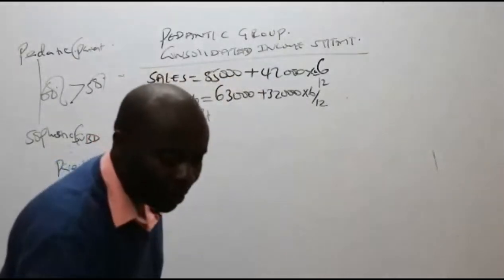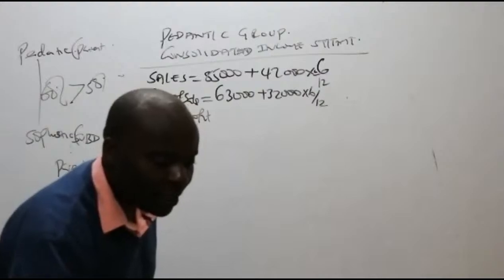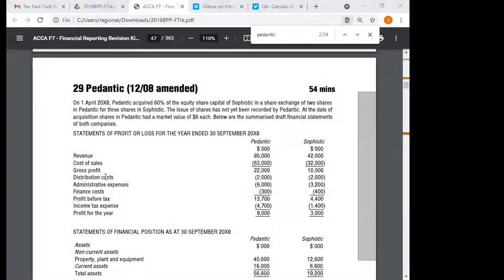Okay, so I come here to cost of sales. They said after gross profit, I can see distribution cost. So you write here distribution cost. I have seen the parent has 2,000, and the other one is also 2,000. Parent 2,000, and the other one you must prorate like that. The next one is administrative expenses. So admin expenses, ladies and gentlemen, I have 6,000 plus 6,000 plus 3,200 plus 3,200 times 6/12.